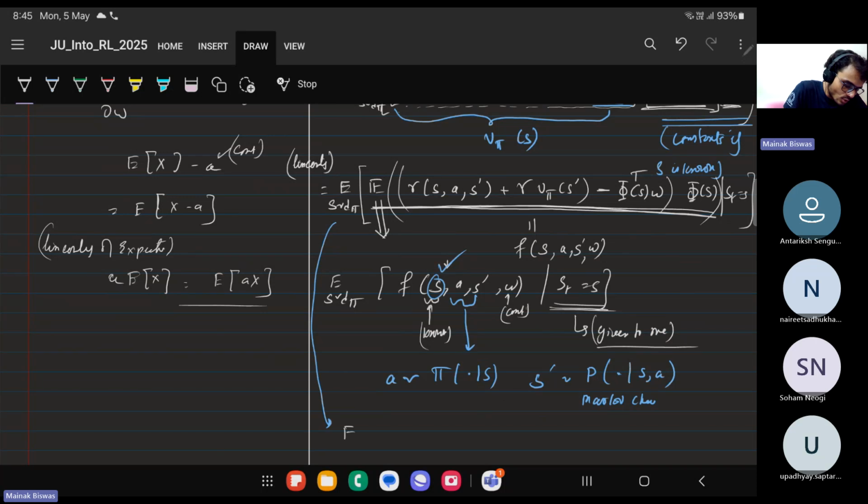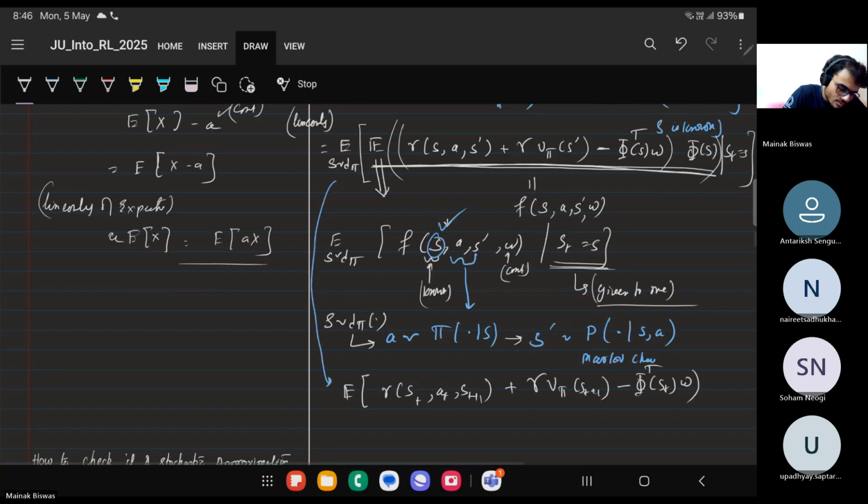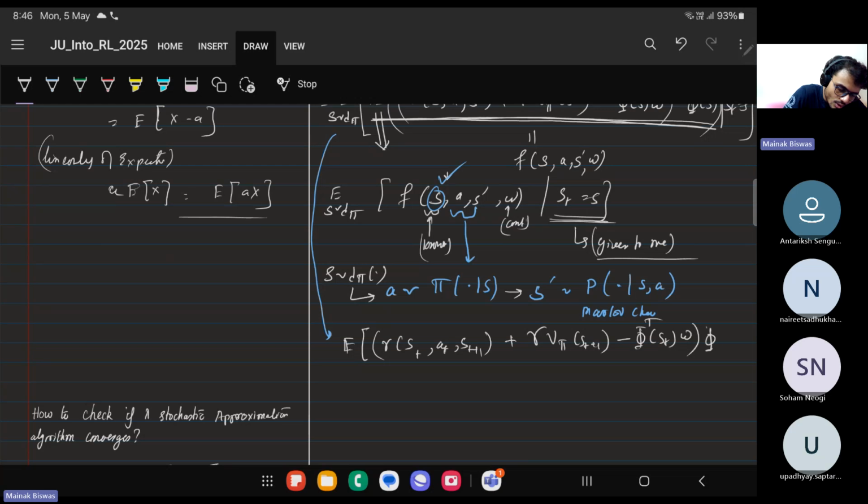And so you get expected value of X. We will not write the expectations. We will write it over here as S from d pi of S, then action from this, and S dash from this. That's all we're going to do. So now we can write this as a single expectation over S, A, S dash. Or you can even write it as R(ST, AT, ST plus 1) plus gamma times V pi of ST plus 1 minus V pi of ST W times V of ST. This is the expectation I'm dealing with.